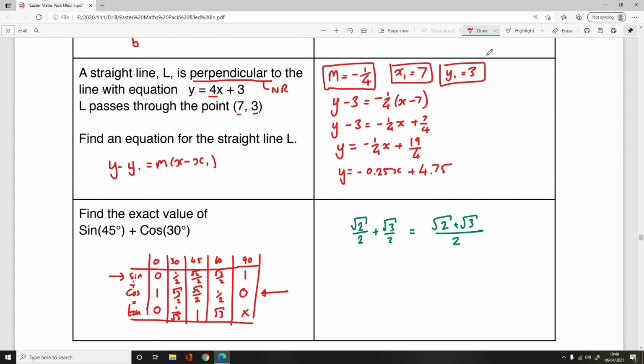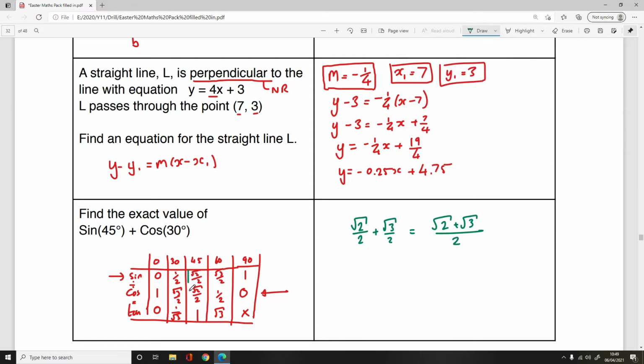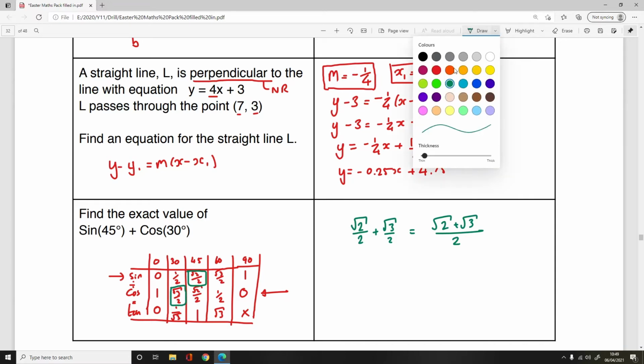So in this particular case, the two that we're after are sine 45, which is root 2 over 2, and cos 30, which is root 3 over 2. Add them together. They've got a common denominator already, so just combine the numerators, root 2 plus root 3 over 2. Cool.